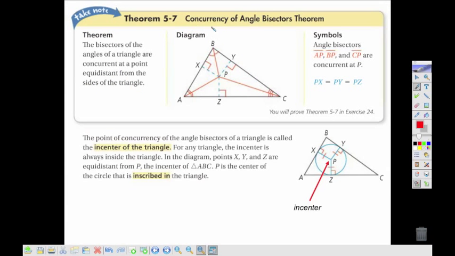And so our Theorem 5.7 is about the concurrency of angle bisectors. It's telling us that these angle bisectors meet in the same place. It's also telling us that from that point, each one is the same distance from our sides. Okay, so we see PY here, XP here, and ZP. Each one of those are the same distance. And that's why we were able to draw a circle that touches each side exactly once. This then is called the incenter of the triangle, and we say that that circle is inscribed in the triangle.